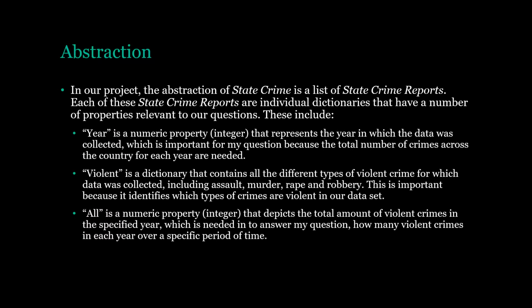An abstraction takes real world events and puts them into numbers or other forms of data that we can manipulate. So in our project, the abstraction of state crime is a list of state crime reports. Each of these individual state crime reports are individual dictionaries that have a number of properties relevant to our questions.